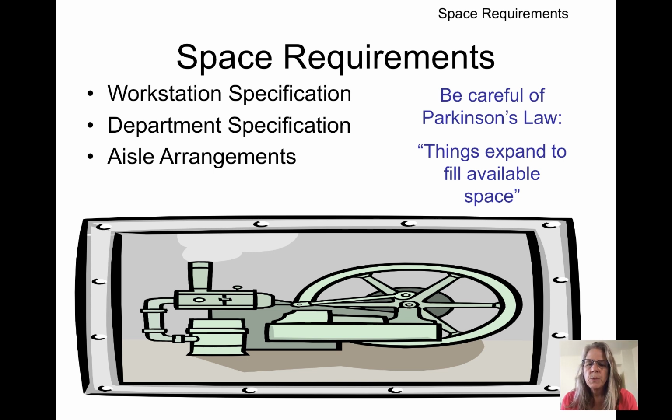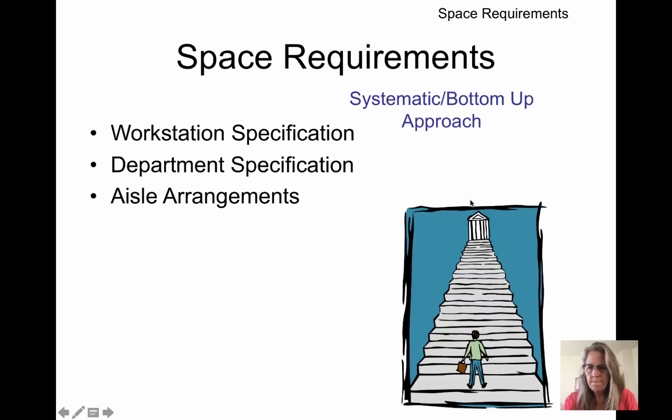In space requirements, we have to always be careful of what's called Parkinson's law, which is that things expand to fill space. It's sort of like nature abhors a vacuum, but the way it works in facilities design is that if you see a particular area and it's all filled up with something, it might just mean that nothing else was there, so it filled up. It might actually not mean that you need that particular space.